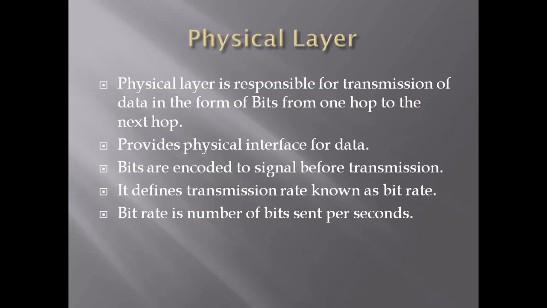The physical layer is responsible for the transmission of data in the form of bits from one hop to the next hop. It provides an interface for the data, which may be wired or wireless. Bits are encoded into signals before transmission. It defines the transmission rate, known as the bit rate. The bit rate defines the number of bits that are sent per second.